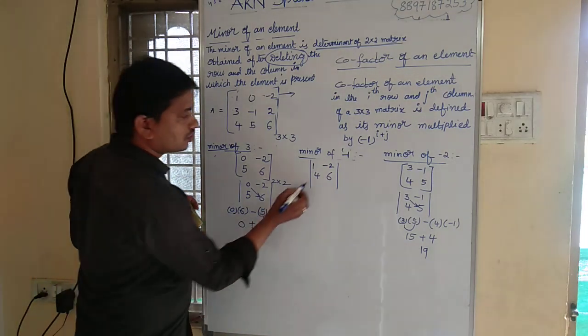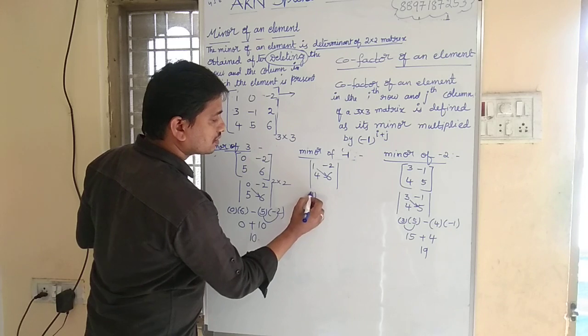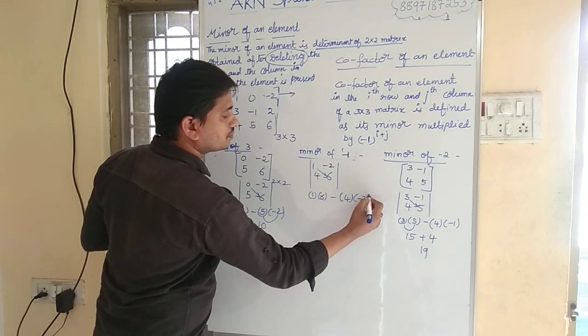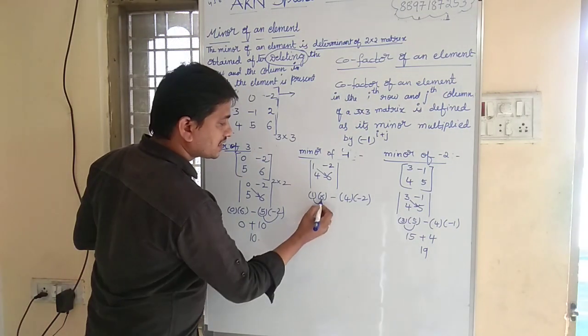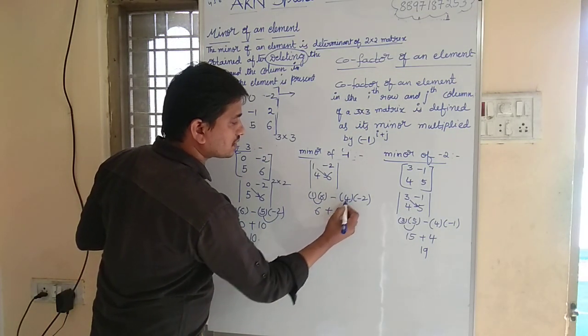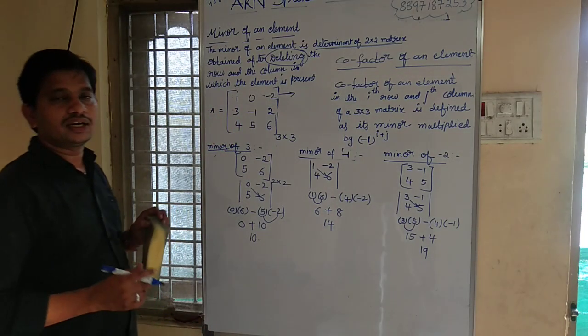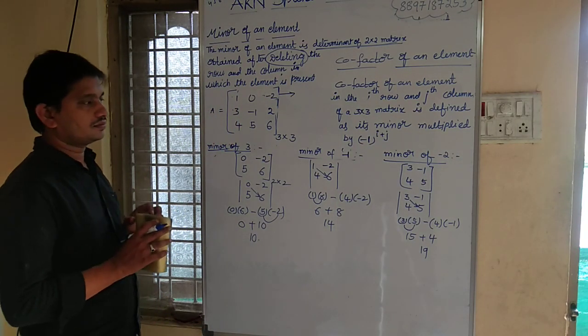Whose determinant is 1 into 6 minus 4 into -2. So 1 six are 6, minus into minus is plus, 4 twos are 8. So 6 plus 8, that is equal to 14.